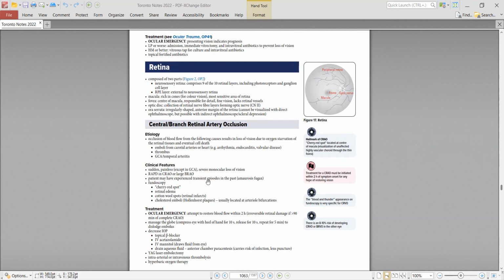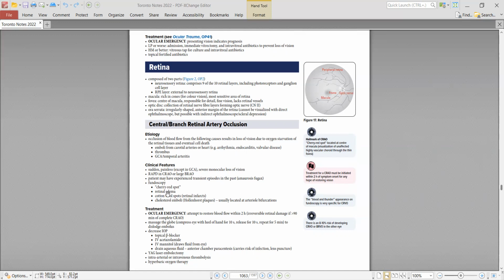The patient may have experienced transient episodes in the past. So TIA, transient ischemic attack, like for some time the patient had loss of vision, but it improved within an hour. So that is called TIA, amaurosis fugax. Cherry red spot is important.